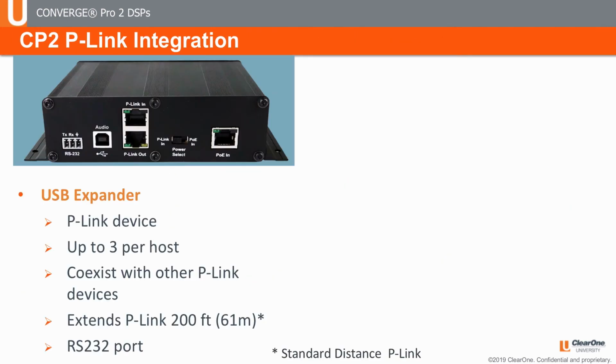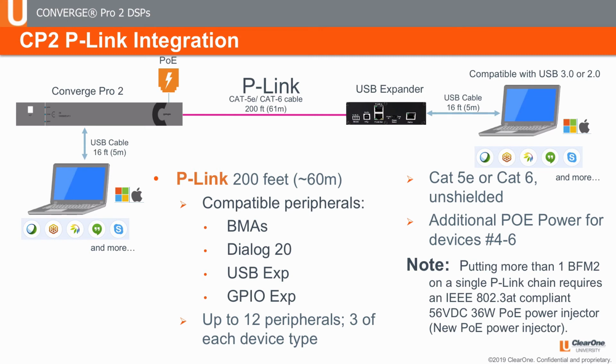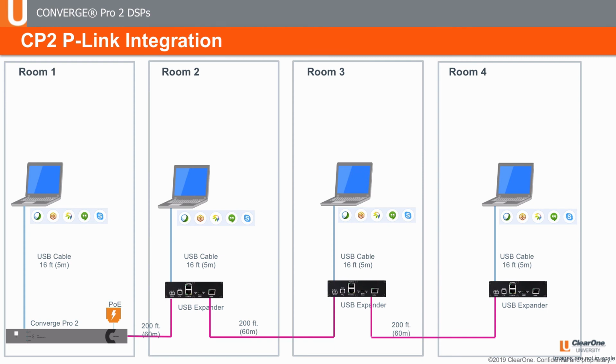The USB expander and GPIO expander are peripheral devices that connect to the DSPs via the P-Link bus. They add more USB connections or more GPIO points. Now we can see how a single DSP can add another USB connecting point by adding a USB expander on a P-Link and extending up to 200 feet from the DSP at the same time. This will also work for the GPIO expander. In fact, by utilizing the P-Link connectivity, a total of 3 USB or GPIO expanders can be added to the P-Link, making it possible to support multiple rooms from a single DSP.